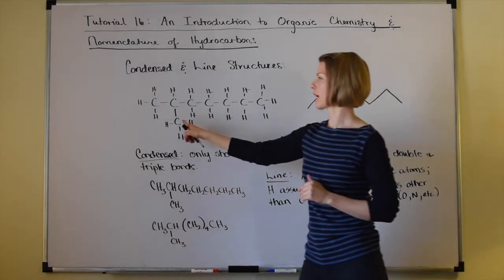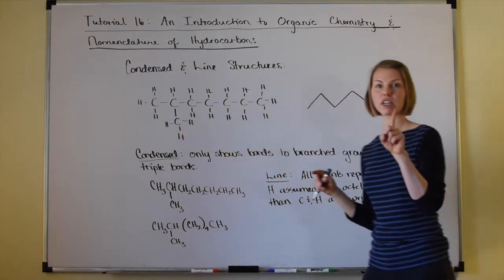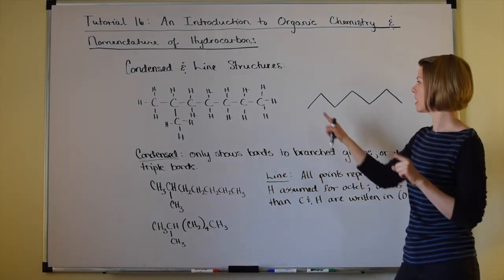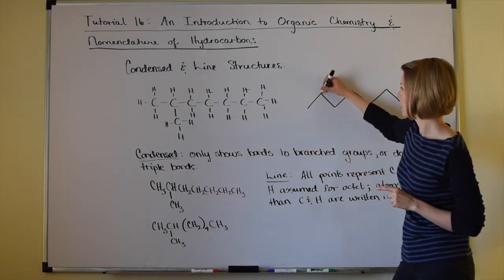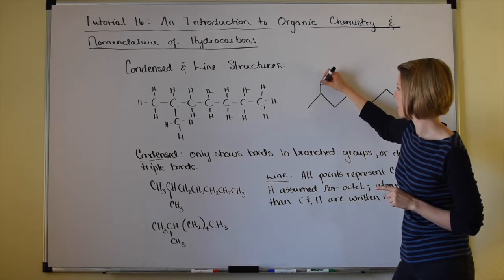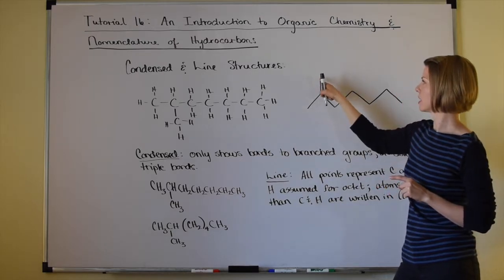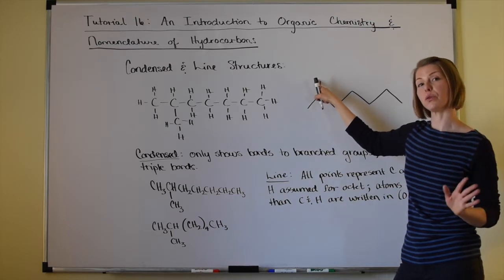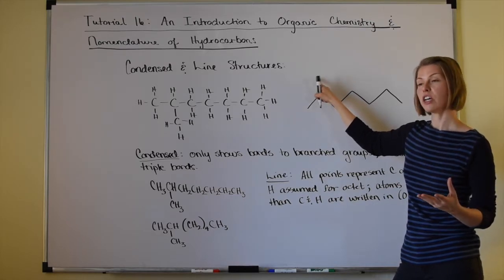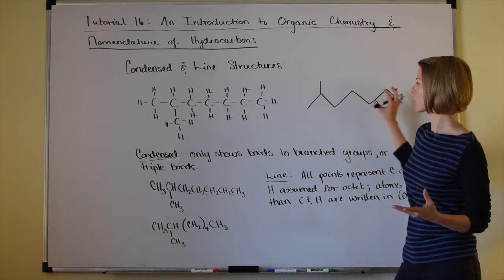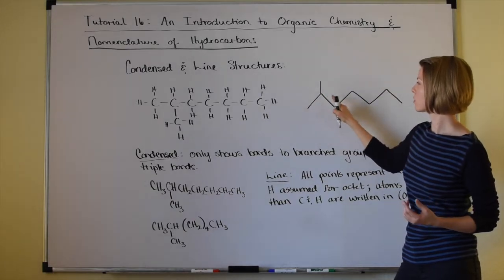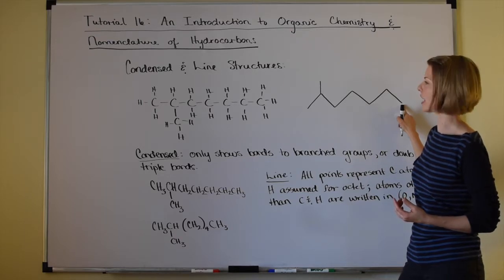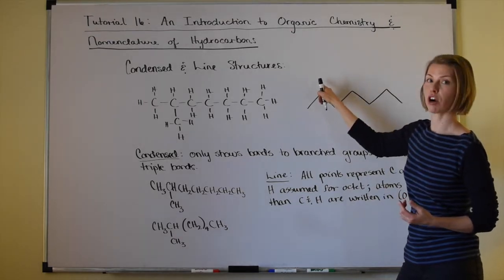Now what about my branch group? It's a 1 carbon branch and it's off of the second carbon. This is my second carbon, so draw a line coming out from there to represent another carbon. All your hydrogens are just assumed for octet. So if you're looking at this structure, we can see 7 carbons in our heptane chain, 1 carbon for our branch.